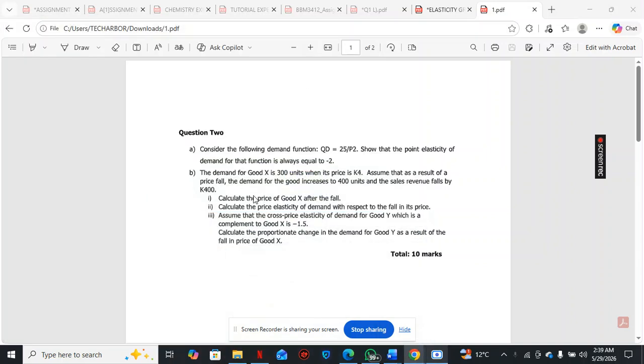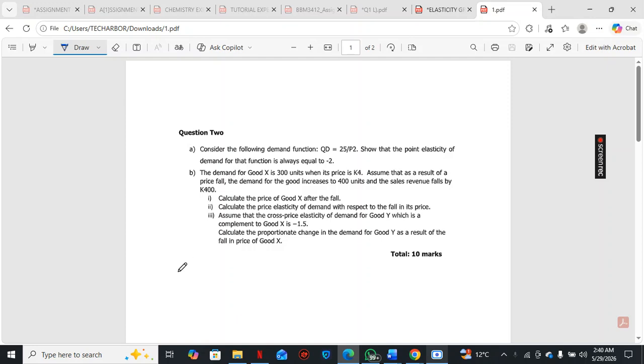Okay, so I have a question here. It says, consider the following demand function QD equals 25 over P squared. Show that the point elasticity of demand for that function is always equal to negative 2. Right, so price elasticity of demand is how quantity demanded responds to changes in price.